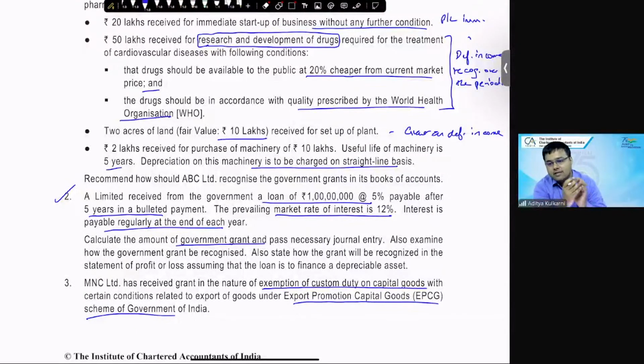Grant related to assets. Yes, ideally import duties will be capitalized, but in this case you are getting an exemption of that capitalization, and therefore the immediate conclusion will be that this is going to be a capital grant related to an asset, and therefore we will do the netting off. Is it okay? Yes.